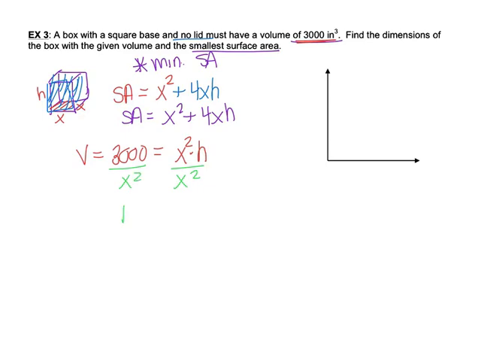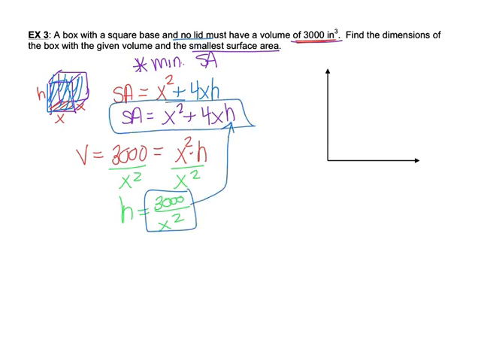So we know that h equals 3,000 divided by x squared. This is super helpful to us, and now we can take this expression and plug it in for h in our surface area formula, and then we have something in one variable that we can plug into our calculator. So here is our surface area formula with only one variable.